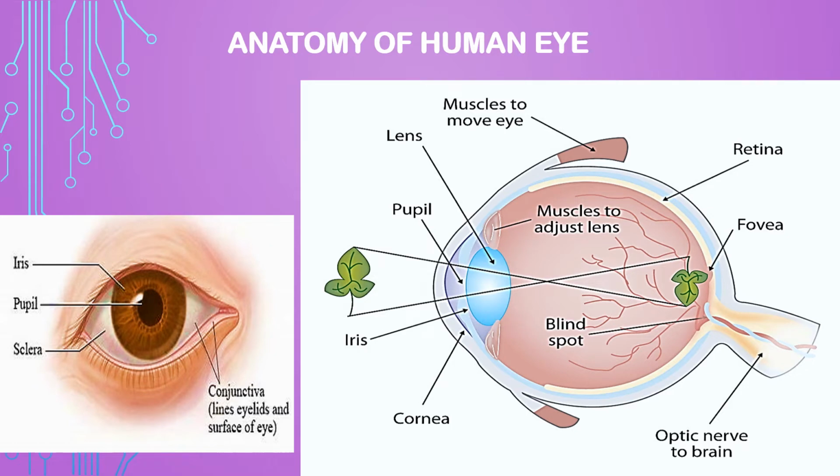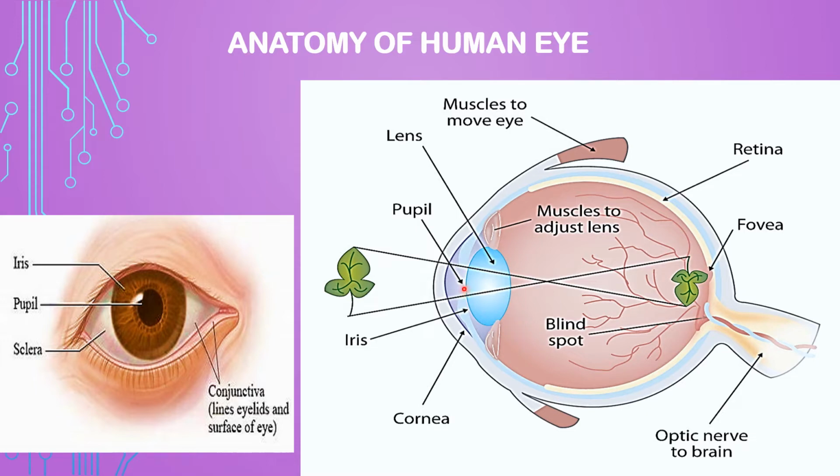Anatomy of the human eye. The middle portion, the dark colored, is the pupil. Then surrounding it is the iris. The white portion is the sclera. And you can see the conjunctiva here. It lines the eyelids and the surface of the eye.